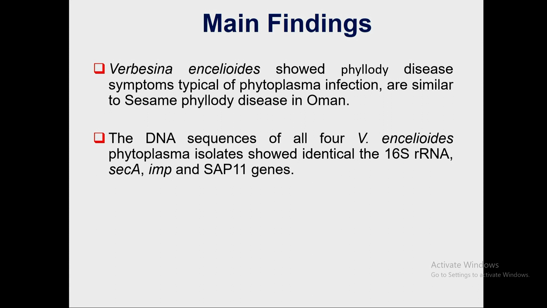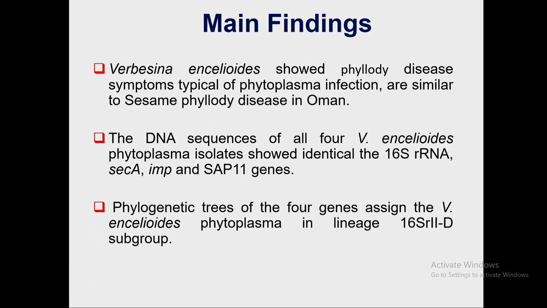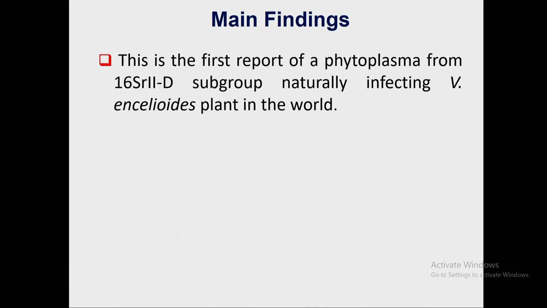The DNA sequence of all the 4 genes of this phytoplasma isolated show identical results, except in SAB11 we have one difference, as the isolates are all the same, identical. The phylogenetic tree of 4 genes using this phytoplasma is linear with group 2D, as we see. And this is the first time it is registered from this plant infected with group 2D.